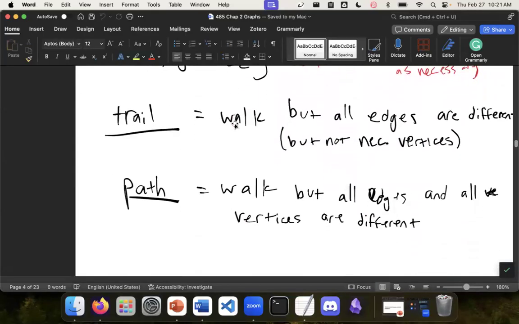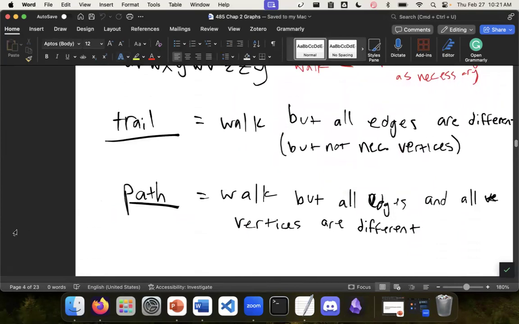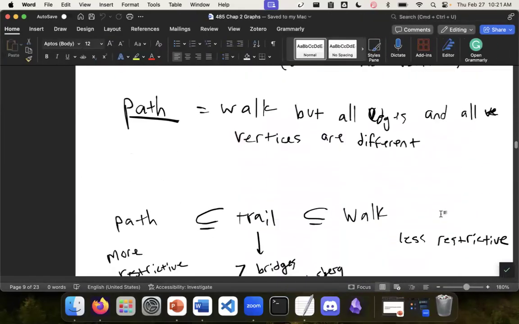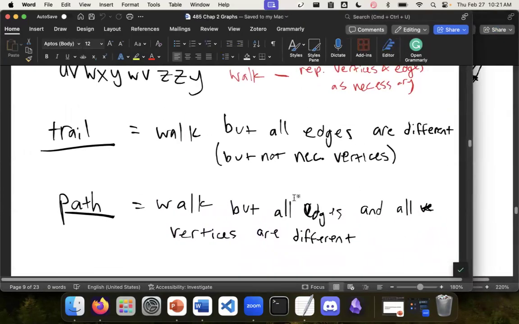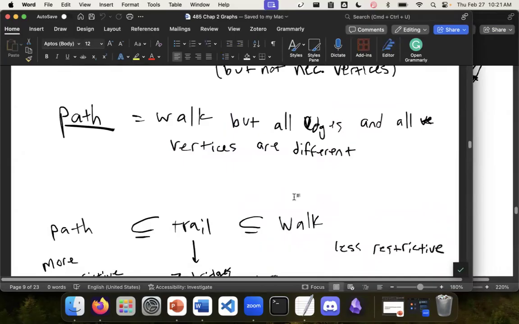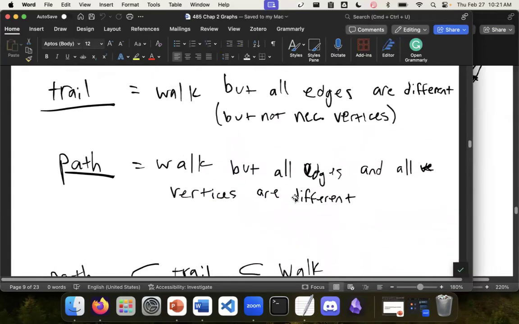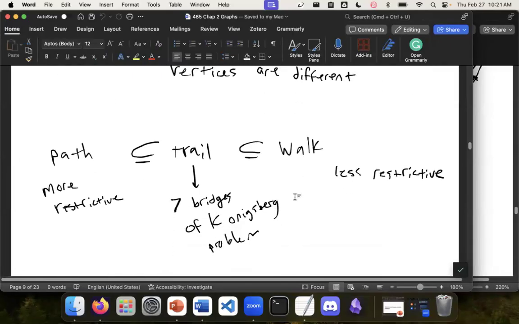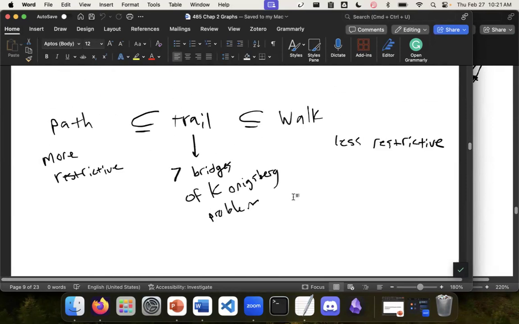From there, we have, where's the document? All weird off on the side like this. Maybe we could not do that. I'm so confused. Okay, this is how it's gonna go. A trail is a walk, but all the edges are different. And a path is a walk, but all the edges and all the vertices are different. So no repeated edges, no repeated vertices. And it's a scale of more to less restrictive for what we can repeat. Trail is the Bridges of Königsberg problem.